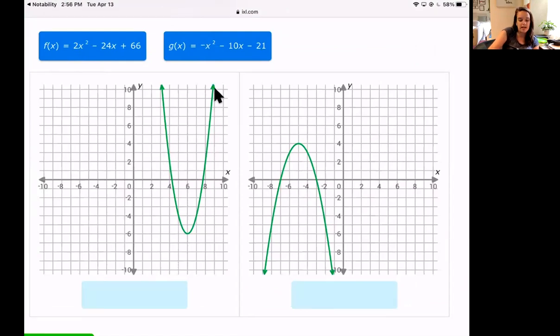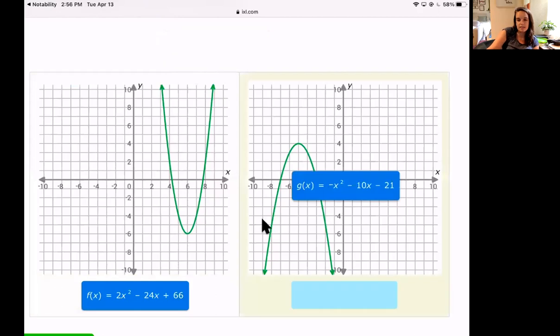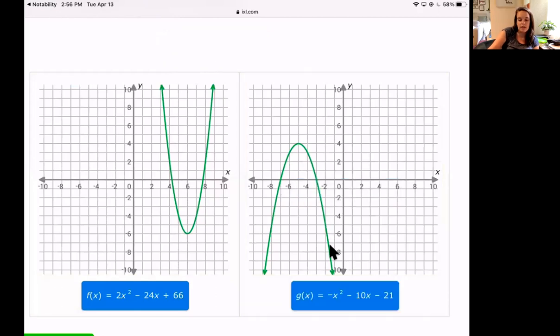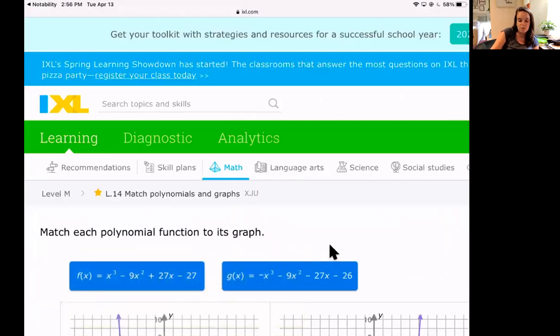So I'm gonna go ahead and drag this one right here. And then this one is negative. So I'm gonna go ahead and drag this one right here because it's down like a frown. Okay? And that's pretty much it. You're just recognizing the different shapes.